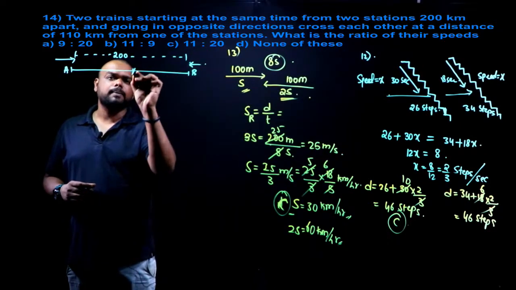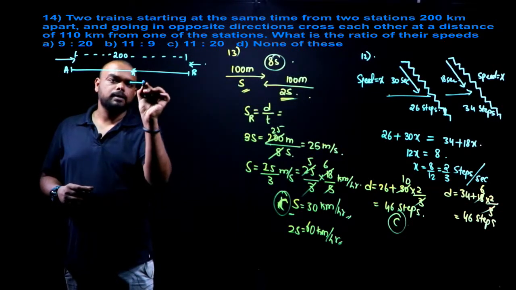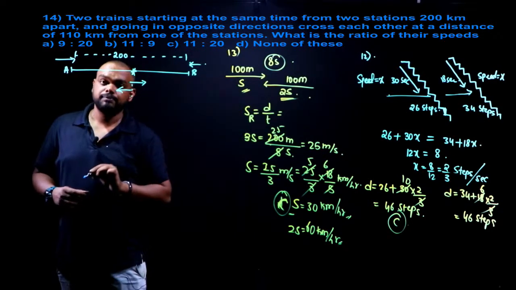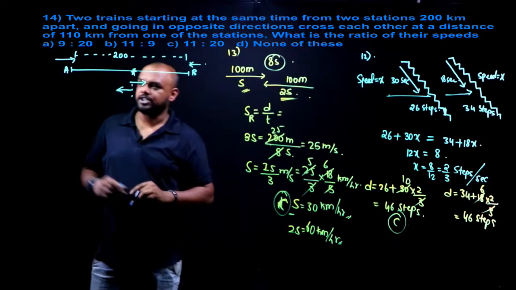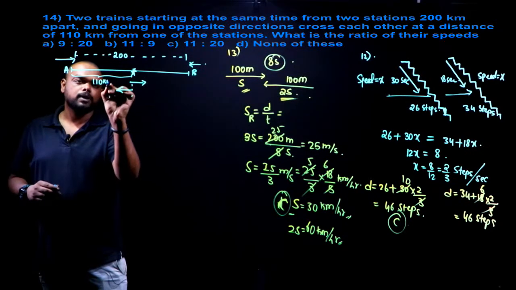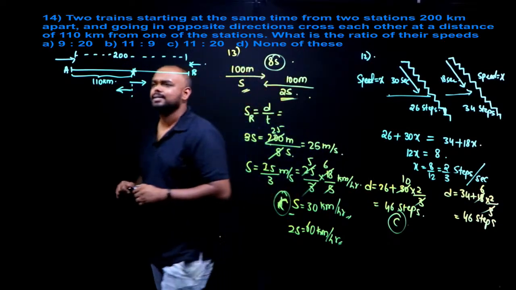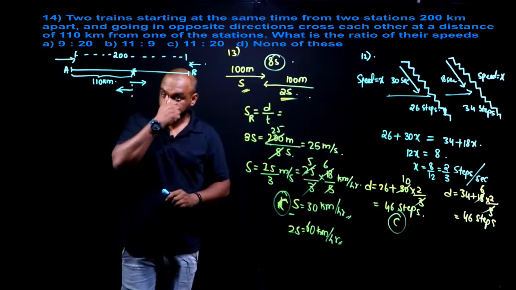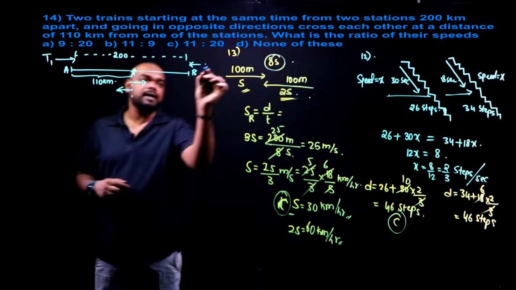Now they'll meet somewhere here. Let us say this point, both the trains are here. This train comes here, this train comes here. They crossed each other, and this is at 110 kilometer from one of the stations. Let us assume this is from this station. This is 110 kilometer. What is he asking in the question? What is the ratio of their speeds? Well, guys, he's just trying to confuse you. There is nothing much here to solve. Very simple. Look, if this is 110 kilometer, let us call this T1, train 1, and this T2.